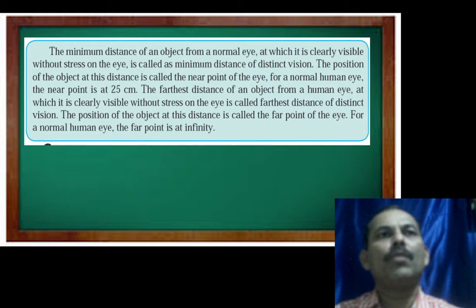The position of the object at this distance is called the near point. For a normal eye, the near point is at 25 centimeter.